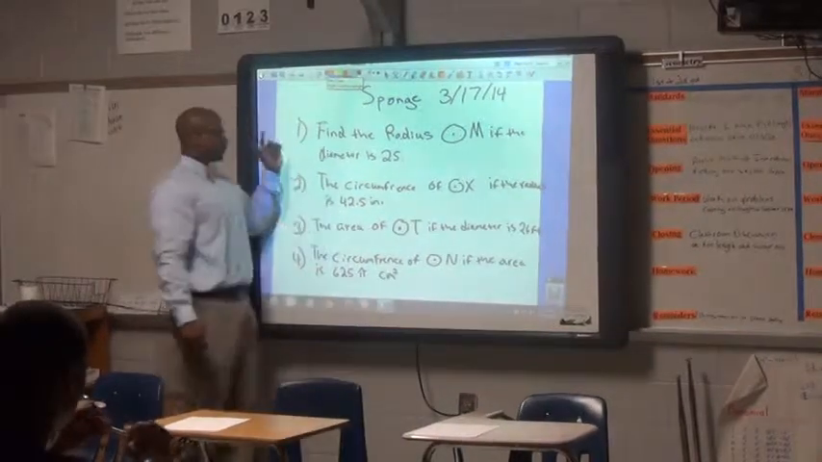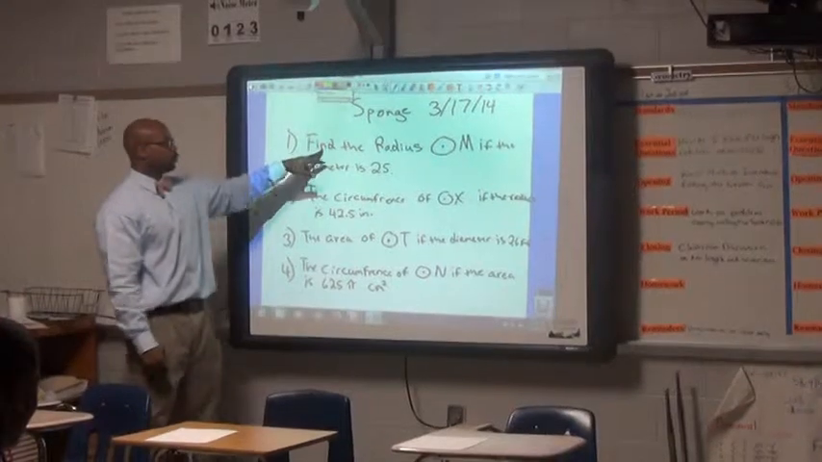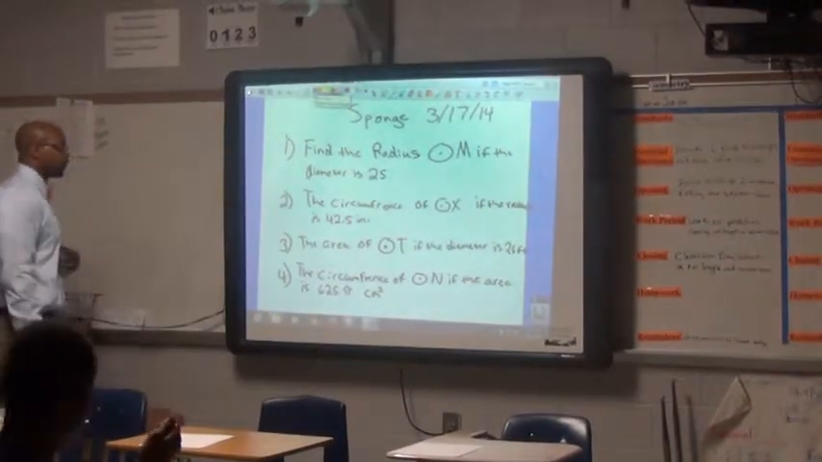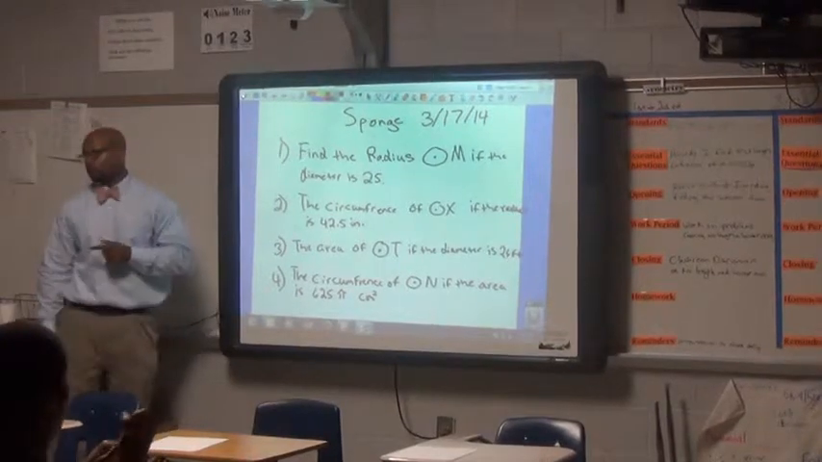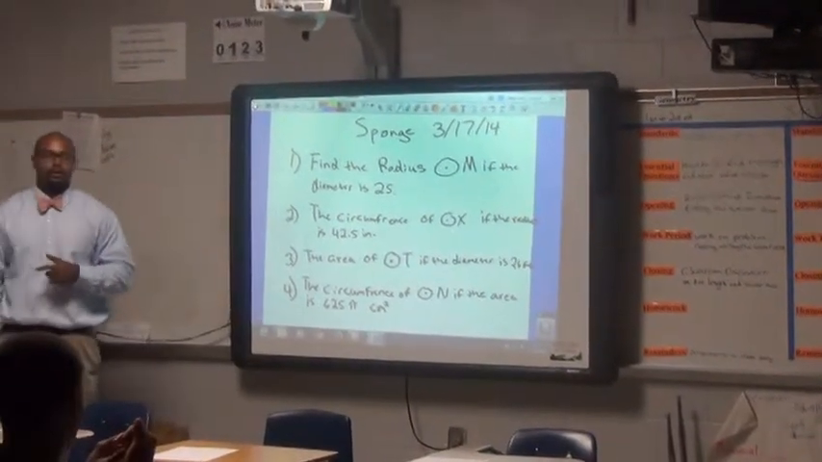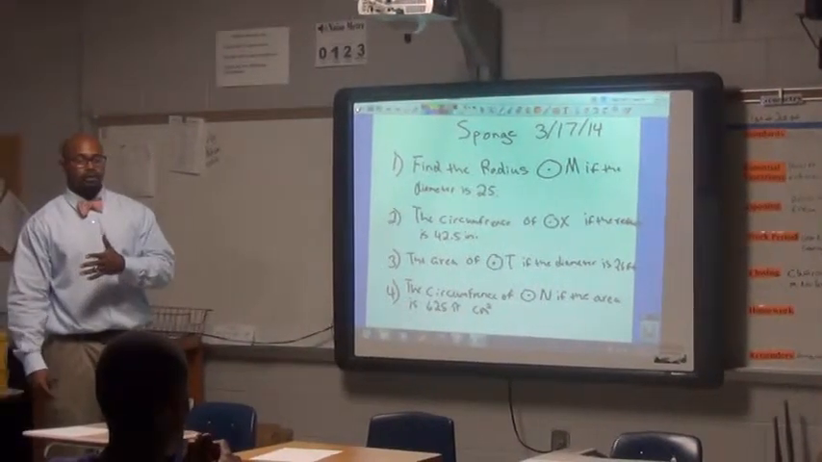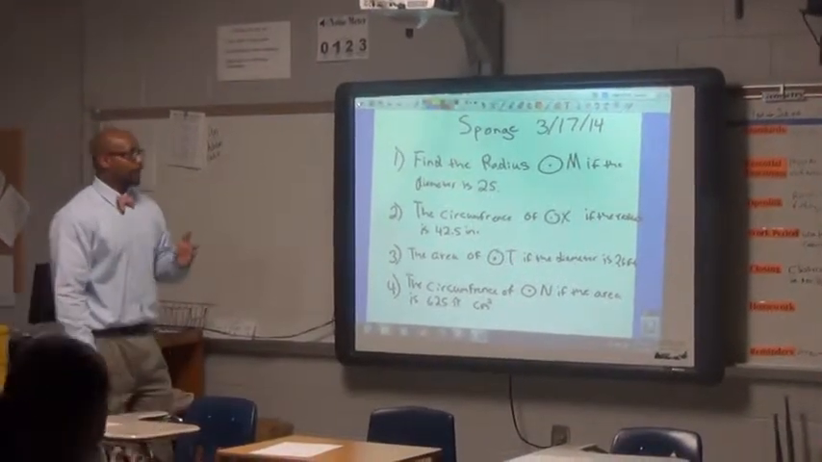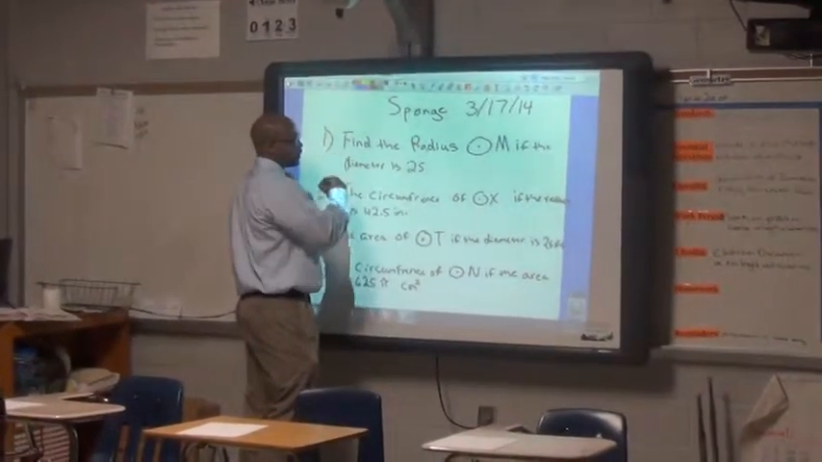Alright guys, let's cover numbers 1 and 2 of the sponge. First we're going to work on number 1. It says find the radius of the circle M if the diameter is 25. What do we know about the diameter? It's the full length across the circle, right? So in order to find the radius, we have to find half of the diameter.